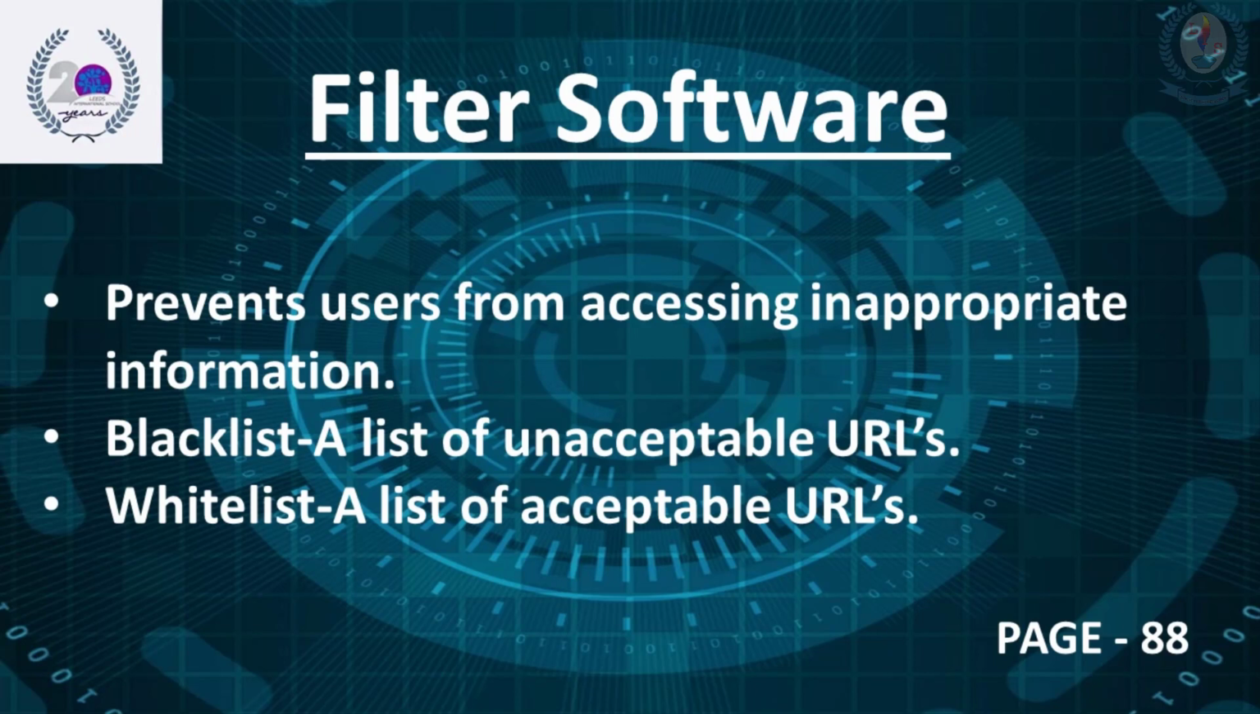The two lists are the blacklist and the whitelist. Blacklist is a list of unacceptable URLs. Whitelist means a list of acceptable URLs. If the result matches anything in the blacklist, the user will be prevented from viewing the web page. If the result matches anything in the whitelist, then the user will be allowed to view the web page. And if the result does not match anything in either the blacklist or the whitelist, the user will be allowed to view the page.